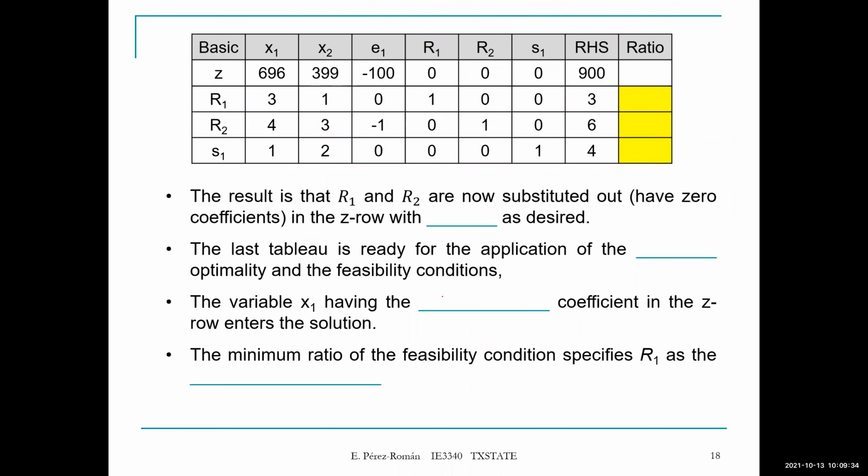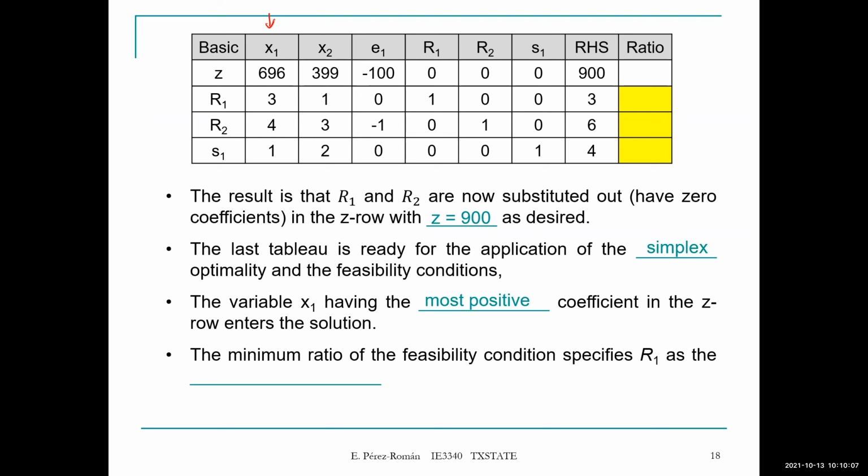So the result is that R1 and R2 are now substituted out, have a 0 coefficient in row 0 with Z equals 900 as desired. The last tableau is ready for the application of the simplex optimality and the feasibility conditions. The variable x1 having the most positive coefficient in the Z row enters the solution. So this is going to enter. So now we need to perform the minimum ratio test to specify who's going to leave.